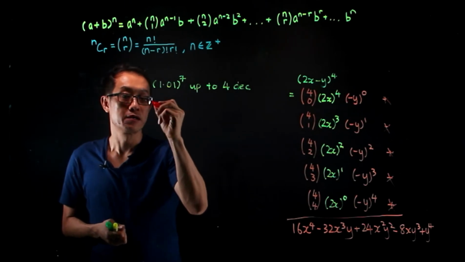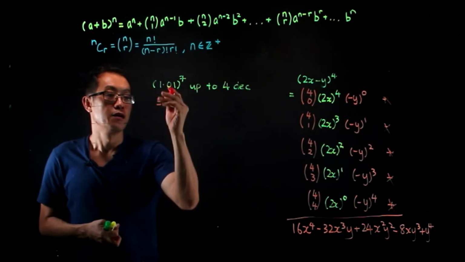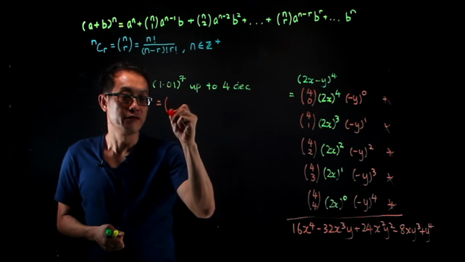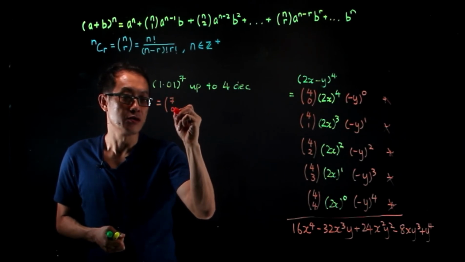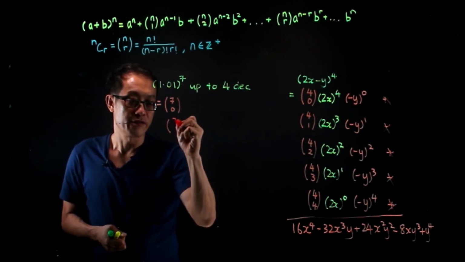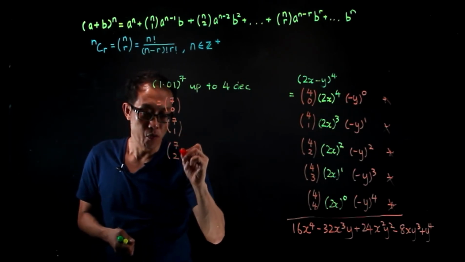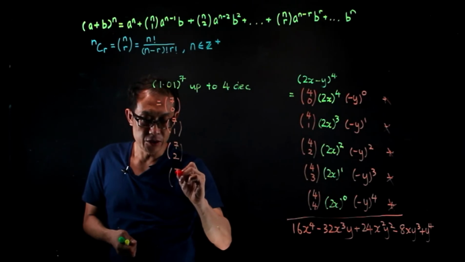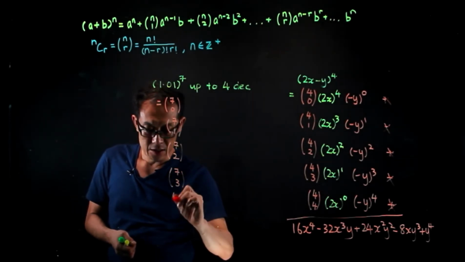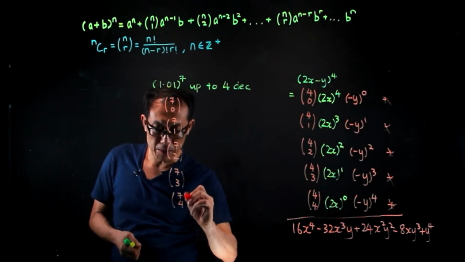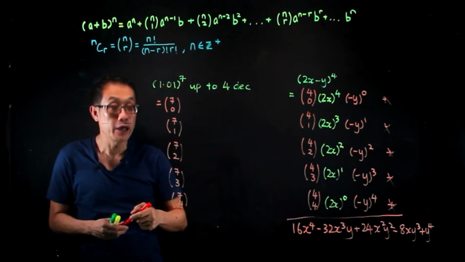So same thing, we do the nCr term first. So 7C0, 7C1, 7C2, 7C3, 7C4. Maybe we just stop here for the time being. I will explain to you why.